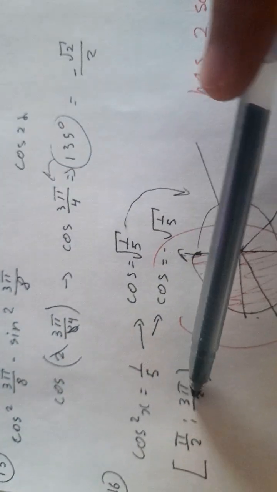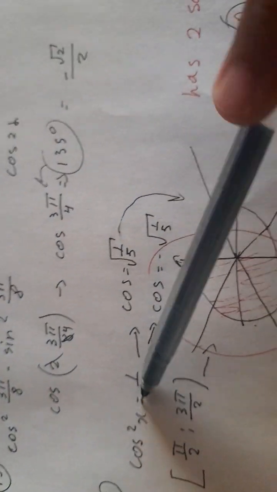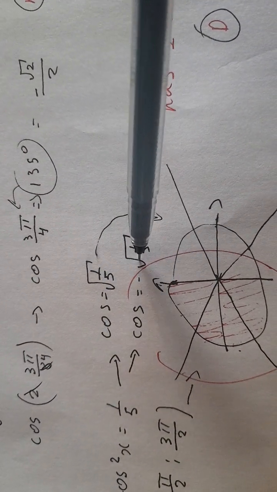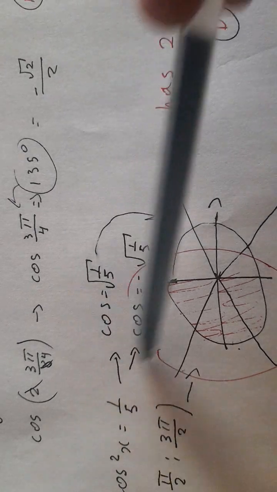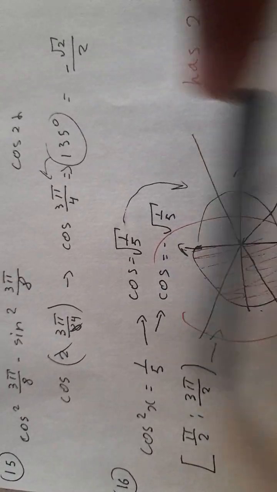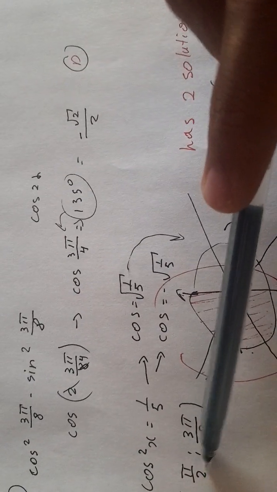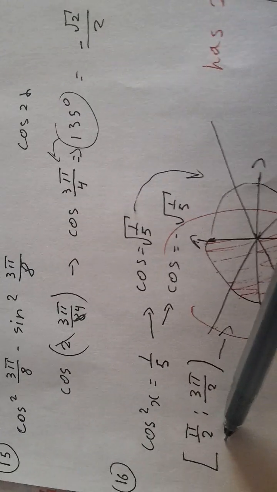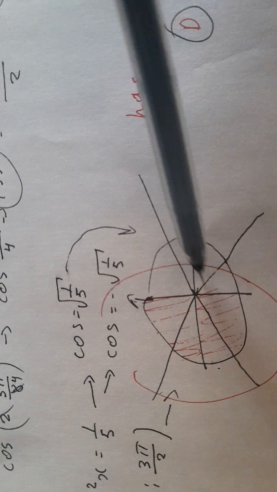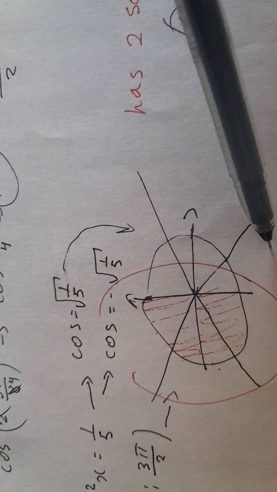16th question, we have this, and the square goes there, and over the root of 0.2, and the same with minus. So we have the statement that it should be between these sides. So this goes like this and this goes like this. So in this side we have two solutions. The correct answer is D.